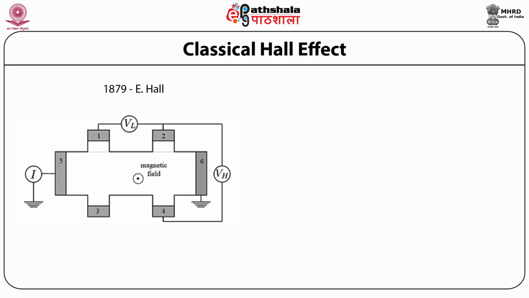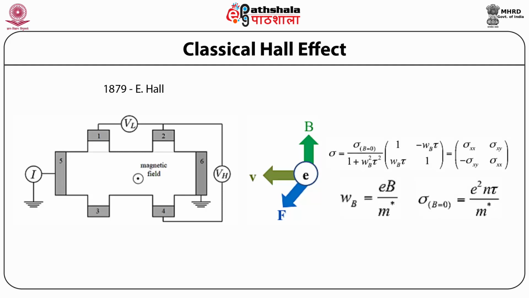Of course, without going into much detail, which you probably have studied already, the value of sigma is given here on the right hand side. It is given in matrix form. In the matrix you have the diagonal elements sigma xx and sigma yy, and the off-diagonal elements sigma xy and minus sigma yx. Here omega_B is the cyclotron frequency, which is eB divided by m star, where m star is the electron mass, and sigma at B equal to 0 is e squared tau divided by m star. This is the expression that you get from the classical Hall effect.